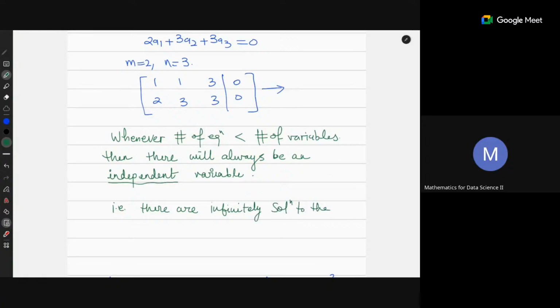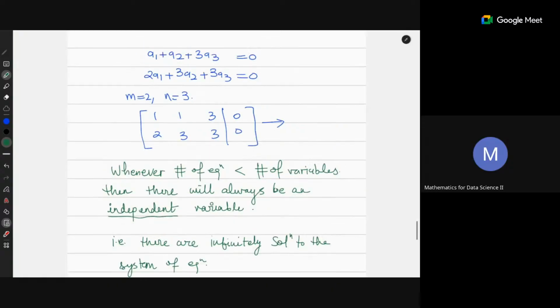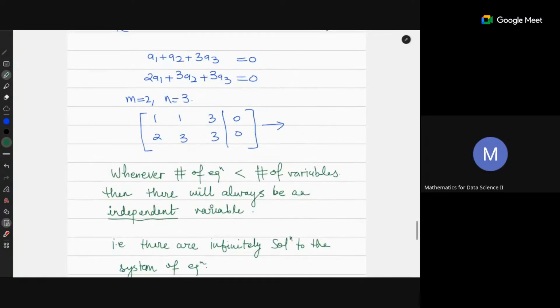So this system has a solution. All right, so it has infinitely many solutions, because it can only have two maximum leading terms, and there are three variables. So one variable will always be independent. In generality, this is what happens, and hence it has infinitely many solutions.